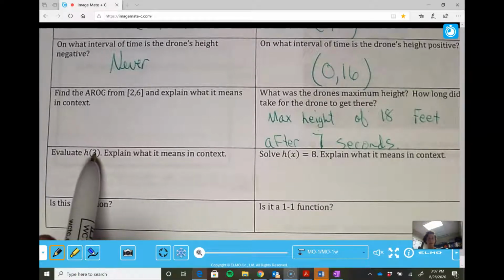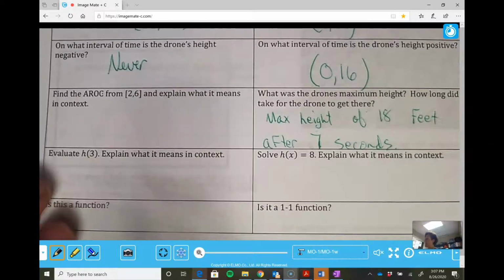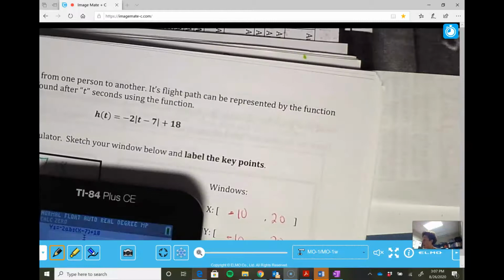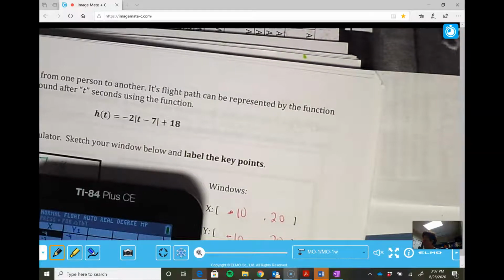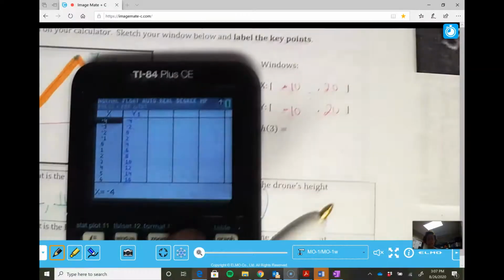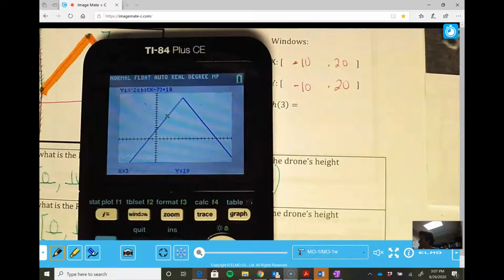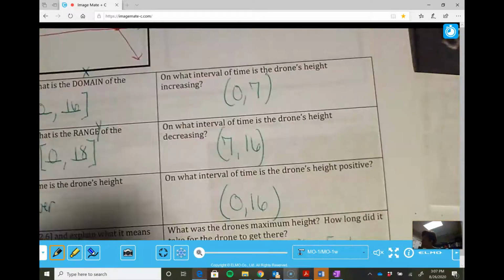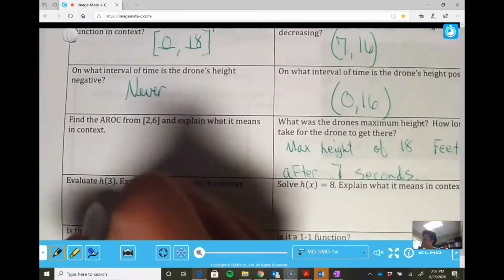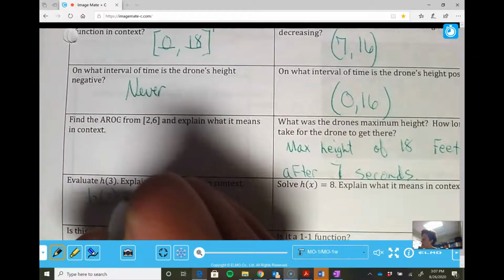So what does this mean? So 3. So again, when it's in the parentheses, that's t, when the time is 3. So you got 2 options. You can go to your table and look for 3, or you can hit second, sorry, you can't see that, second trace, choose value, and put in 3. So 10. So this is how you write your answer. H of 3 equals 10.